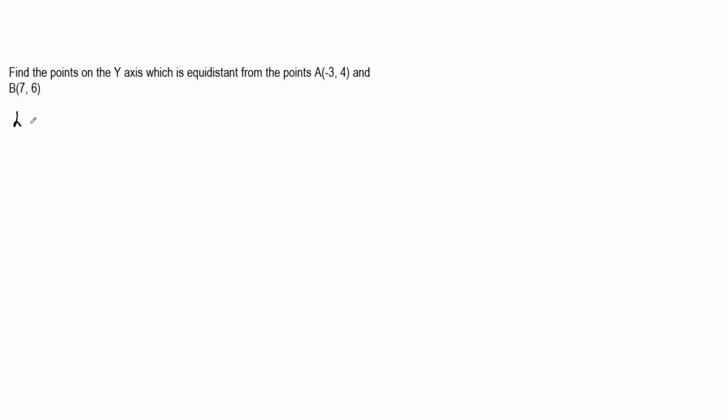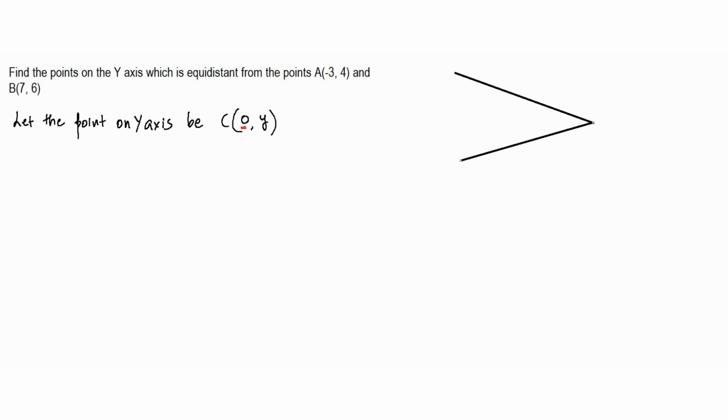So let the point on the y-axis be C. The x coordinate of the point will be 0 and the y coordinate will be y, right? Because the point is on the y-axis, I can assume that the x coordinate is 0 and the y coordinate could be anything. And this particular point C is going to be equidistant from the points A of -3, 4 and B of 7, 6. So the point C is going to be 0, y.